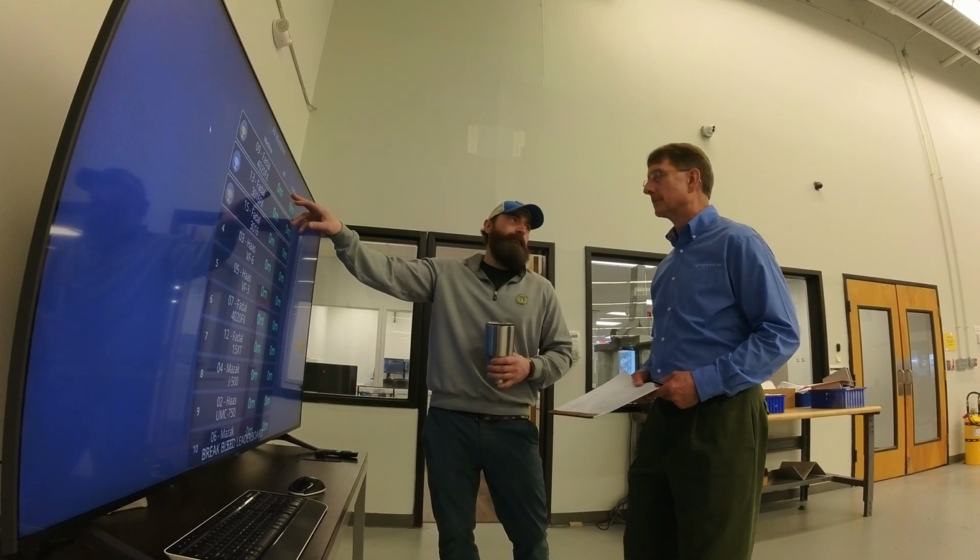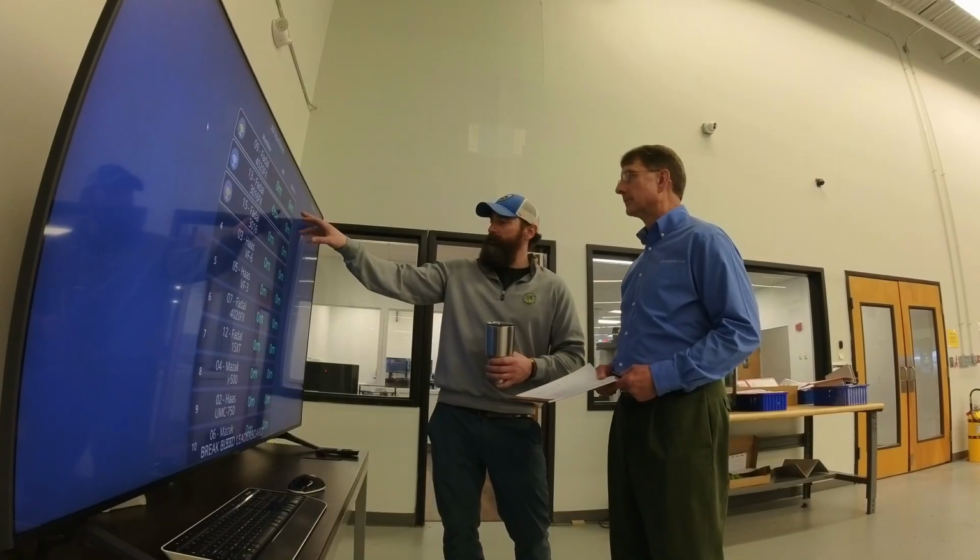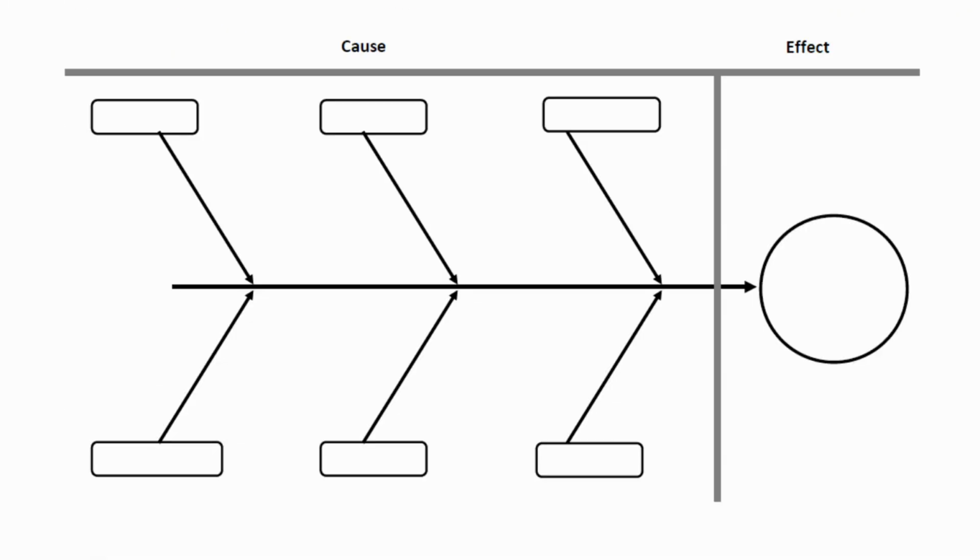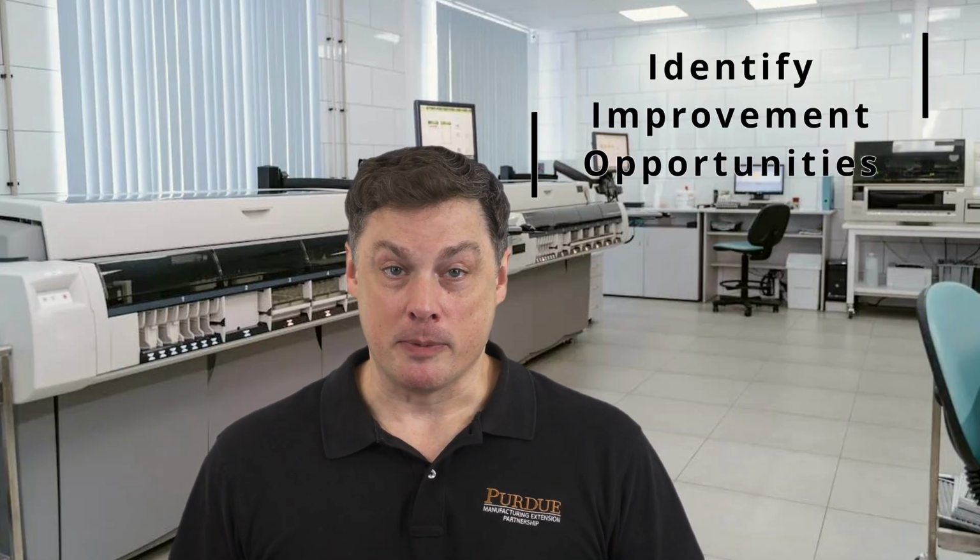Collect baseline data on the current performance of the new process, like first pass quality, production rate, or downtime. Use techniques such as the 5 whys or a fishbone diagram to identify the root causes of process problems. Step 4 is to identify improvement opportunities.